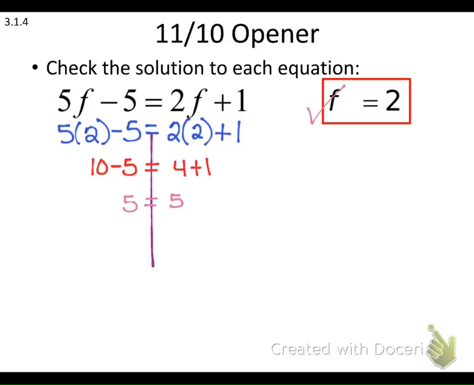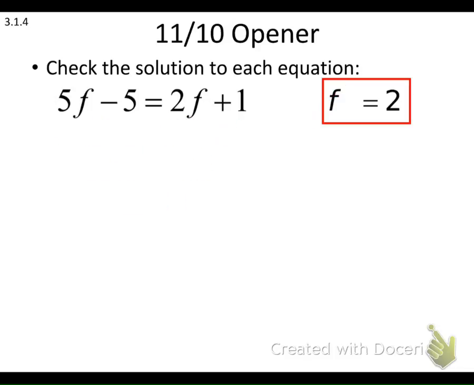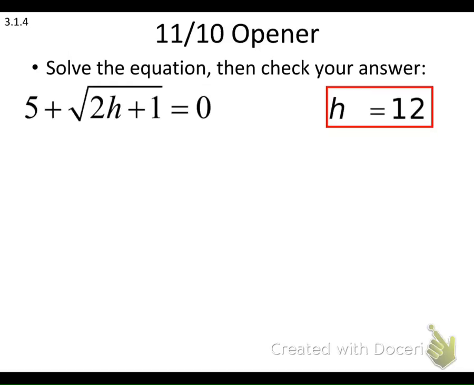Okay? Now, the next one has a square root in it. So let's take a look at it. This one's a little bit different. It's going to be 5 plus square root of 2h plus 1 equals 0. The first step should be an easy step. All you're going to do is substitute. So how would I rewrite this using substitution, Beyonce? 5 plus square root of 2 times 12 plus 1 equals 0. Okay.